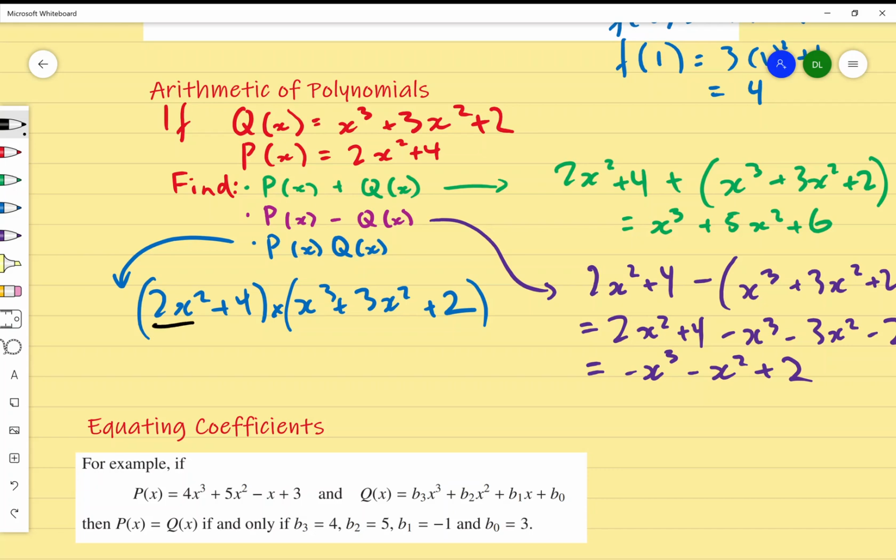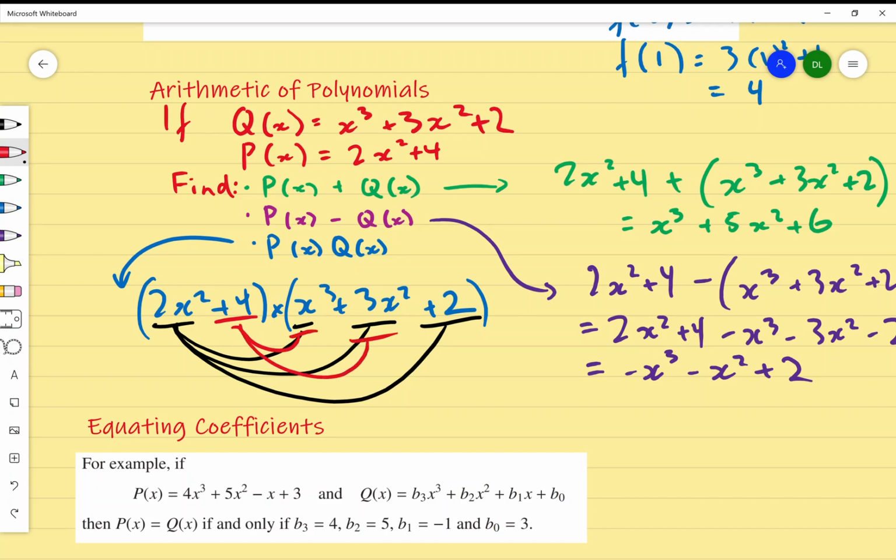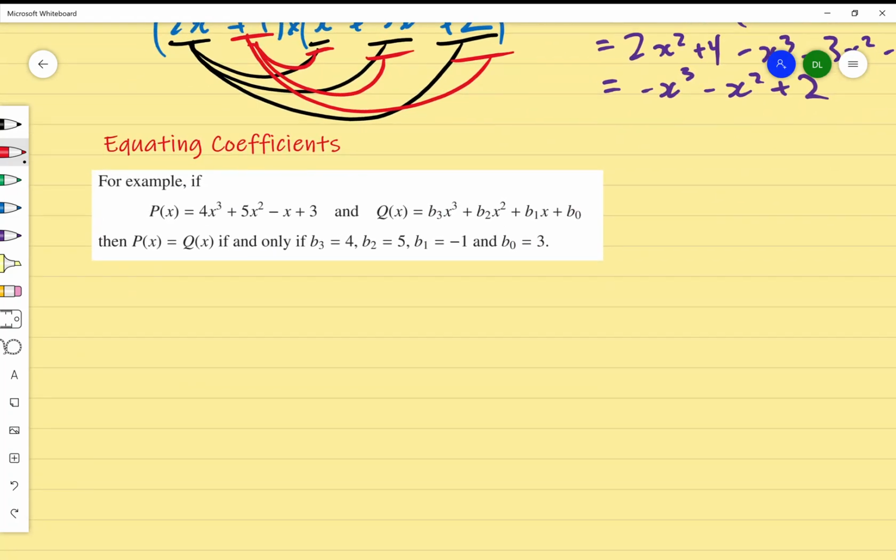I'm going to go 2x squared times x cubed, and then 2x squared times 3x squared, and then 2x squared times 2. And then do the same thing, but go over here and say positive 4 times x squared, positive 4 times 3x squared, positive 4 times 2. Once you do that, everything else is exactly the same. So I'm not going to go through that. It's a little bit tedious, but that's exactly what we do. Do I have any questions about that principle there? No? Okay. Up next, equating coefficients. Once again, it's more simple than you think it is.